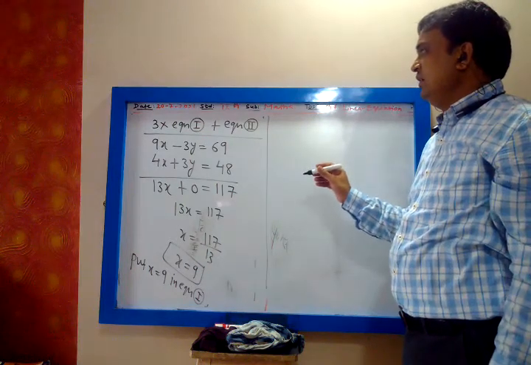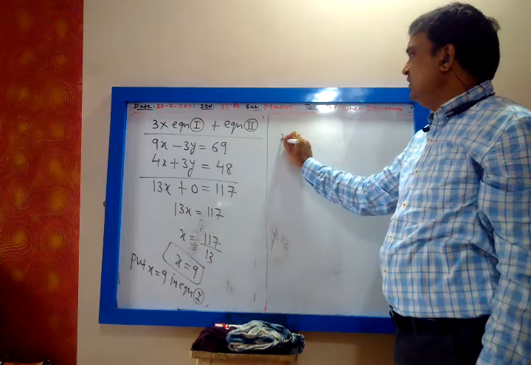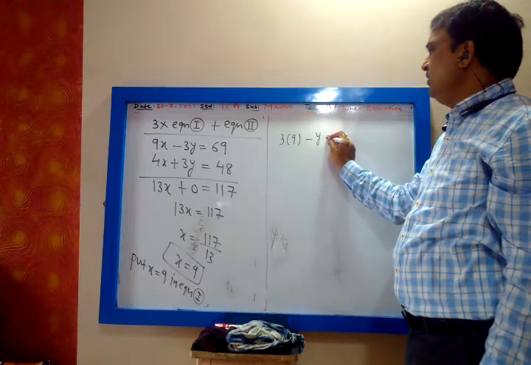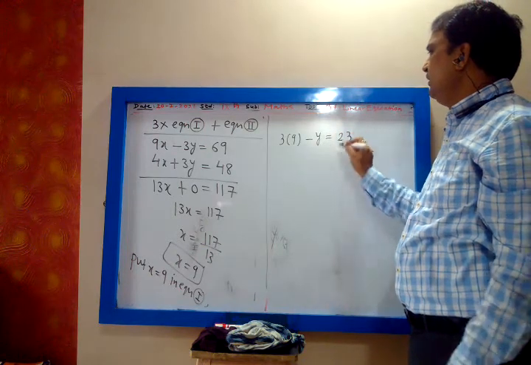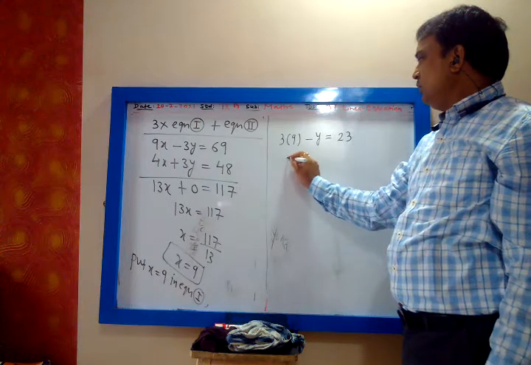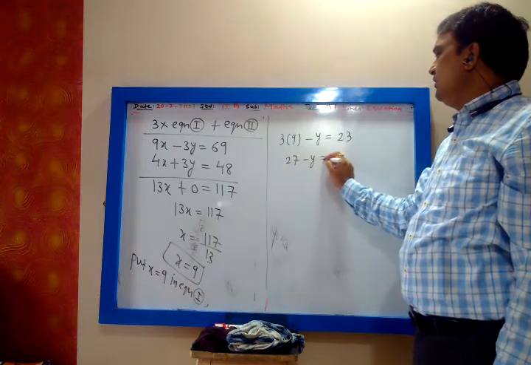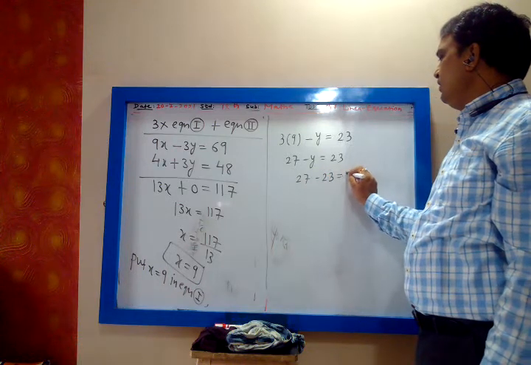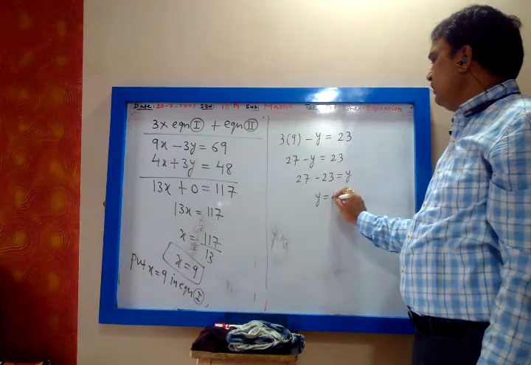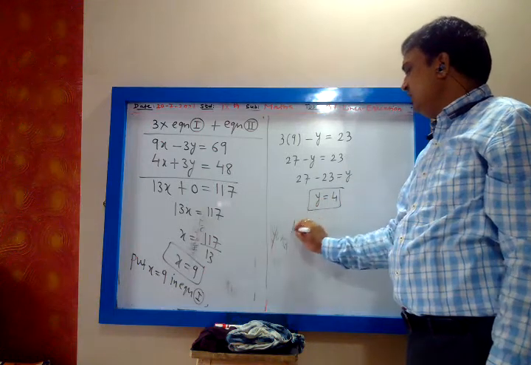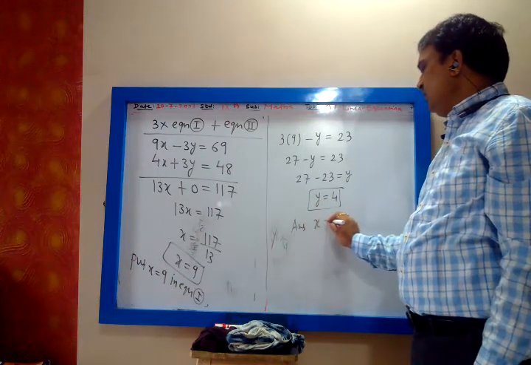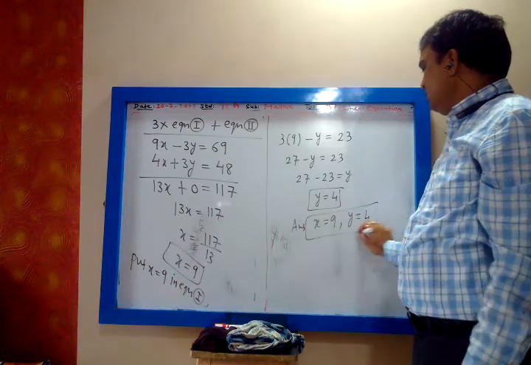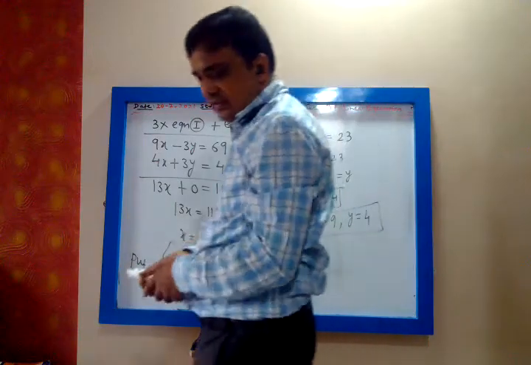Equation 1. So what is that? 3 into x is 9, minus y is equal to 23. Okay. So 27 minus y is equal to 23. 27 minus 23 is equal to y. So y is equal to 4. Yes. So our answer is x is equal to 9 and y is equal to 4. This is the answer.